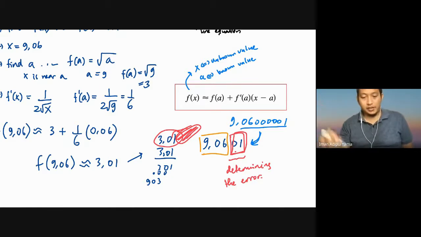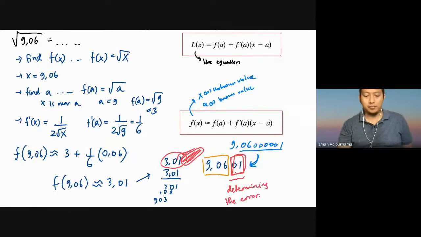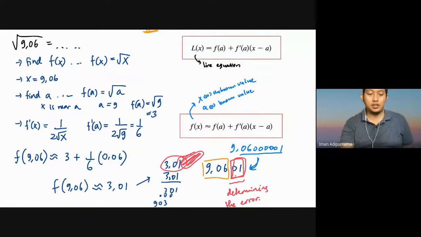Anyway, the way you take calculus and apply it to linear approximation is one way to apply calculus. And I think in some long calculations, this can be really helpful.